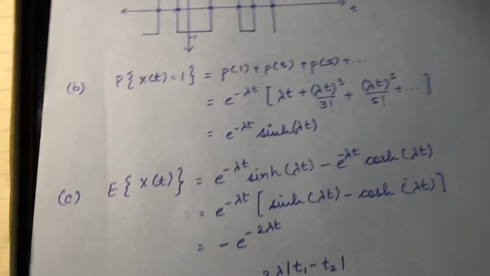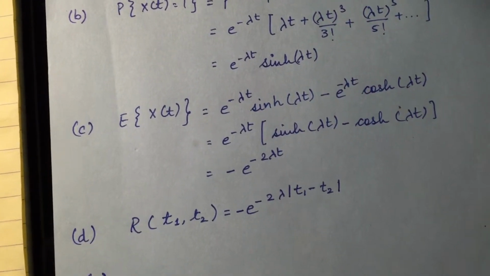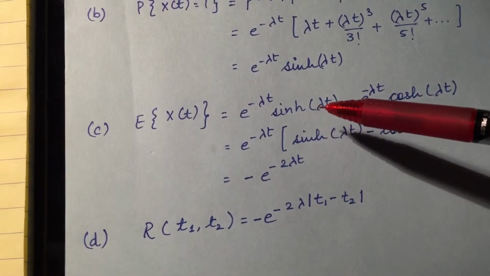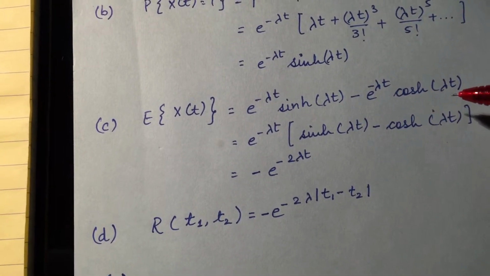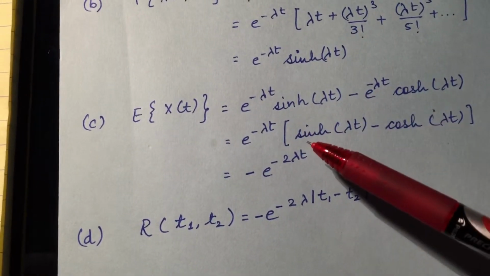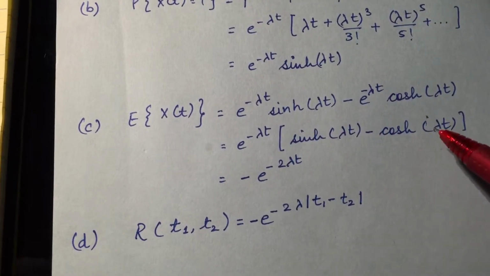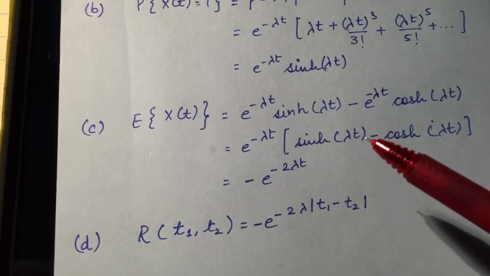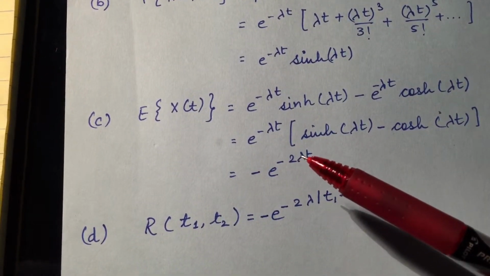The third part says that we have to find out the expected value for X(t), that's the mean. Now to find the expected value, we have e to the power minus lambda t into sine hyperbolic lambda t minus e to the power minus lambda t into cos hyperbolic lambda t. So when we actually solve this out, we get e to the power minus lambda t common, and sine hyperbolic lambda t minus cos hyperbolic lambda t, which can also be written as minus (cos hyperbolic lambda t minus sine hyperbolic lambda t), which is e to the power minus lambda t. So we get this minus sign and we get the power 2 over here.